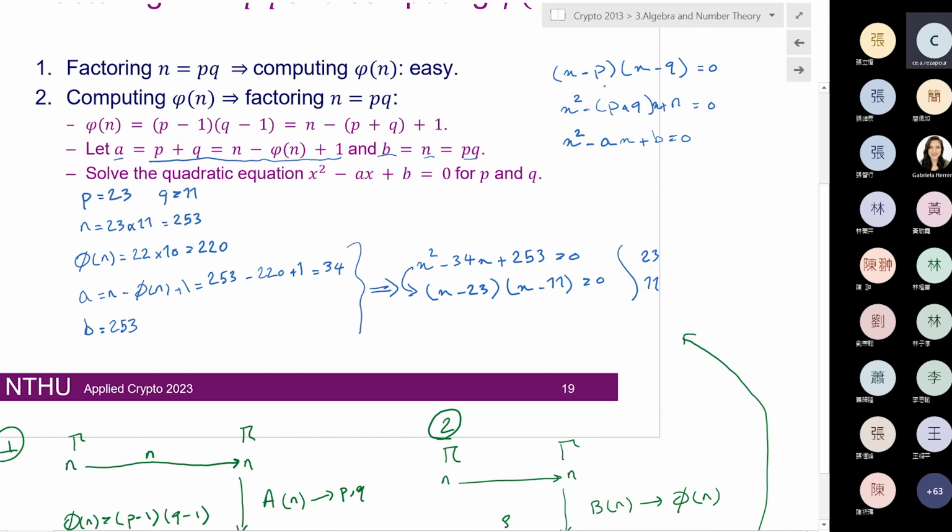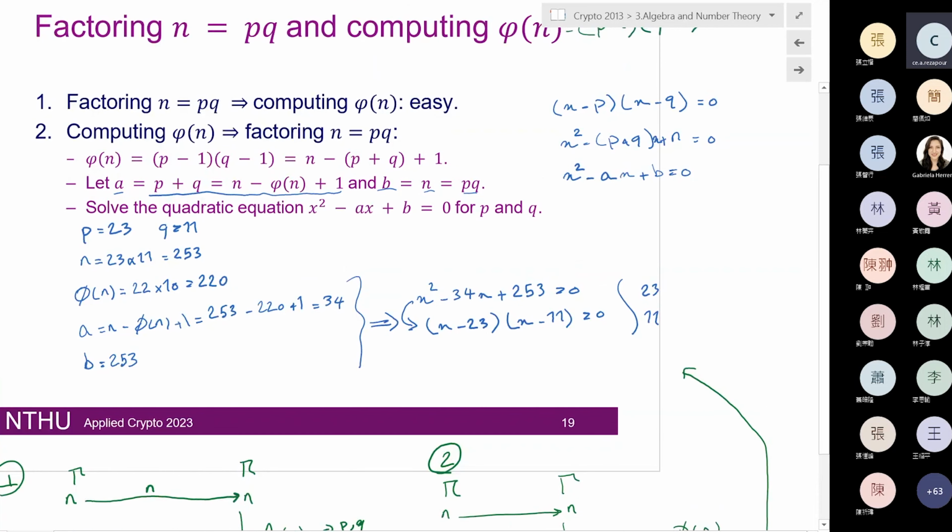So generally, we can write this quadratic equation. And in this equation, I need to have p plus q, and also I need to know n. So n is known, but what I don't know is p plus q, right? So this is something that I need to find out. It turns out that this is the equation for phi n. I know the value, but I don't know p and q. But let's just write this down and see what we get.